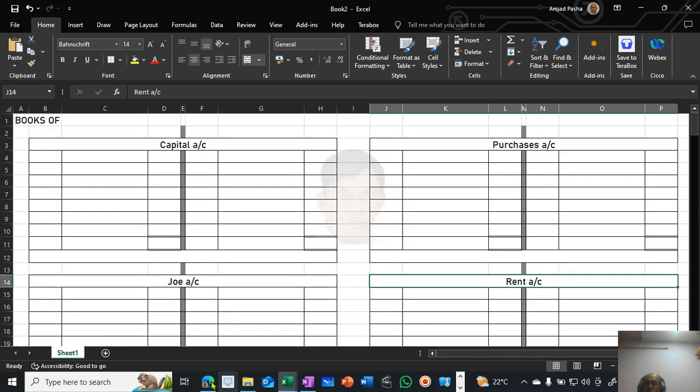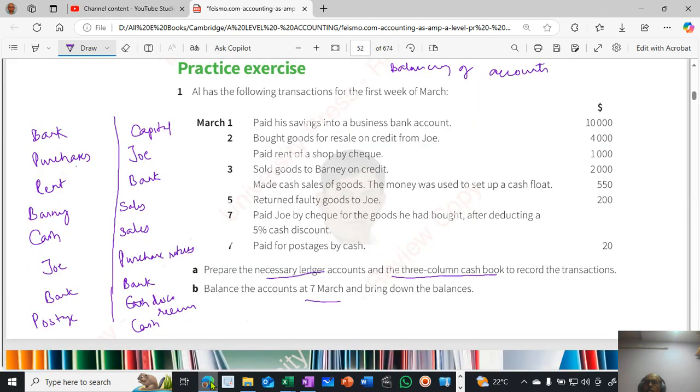Now what is the first entry? Paid his savings into business bank account, 10,000. That is on March 1st. So on March 1st, the bank account should be debited with capital and the capital account should be credited with bank account, 10,000.